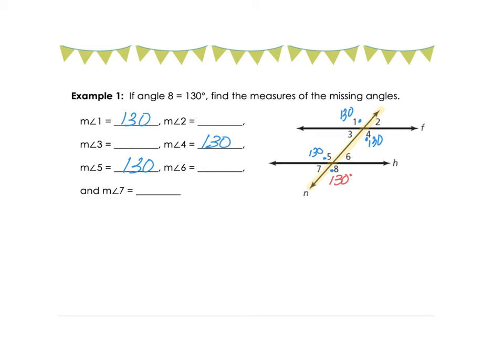Now, how would I get the other angles? So I need to find angle 7. Well, we know that 7 and 8 are supplementary angles, right? So 180 minus 130 will give me 50. So everything else is 50 degrees. So 50, 50, 50, and 50 degrees. And once you add them all up, you're going to get 360.